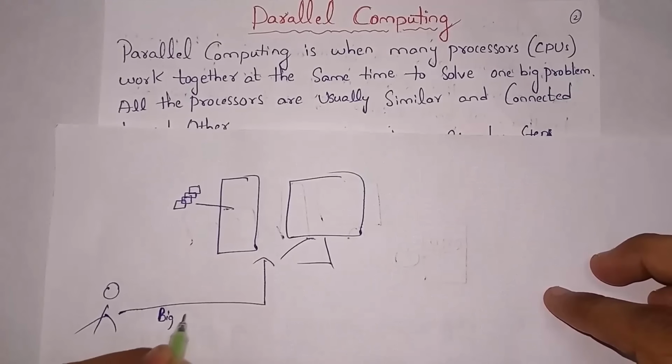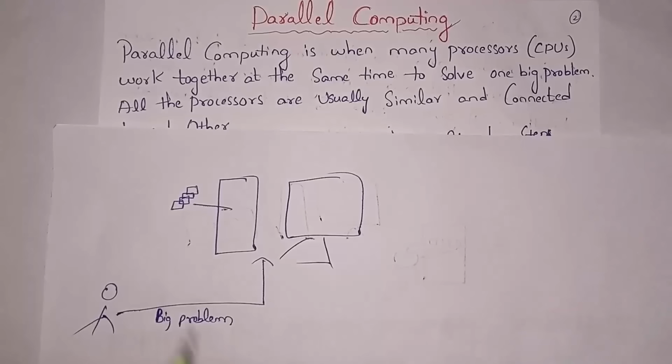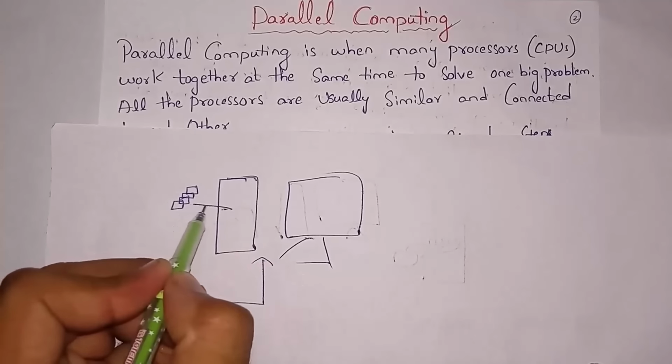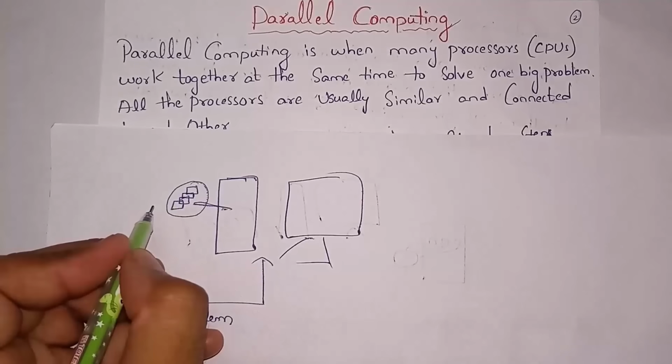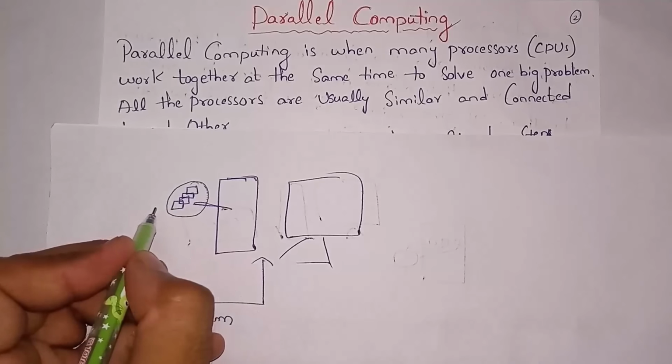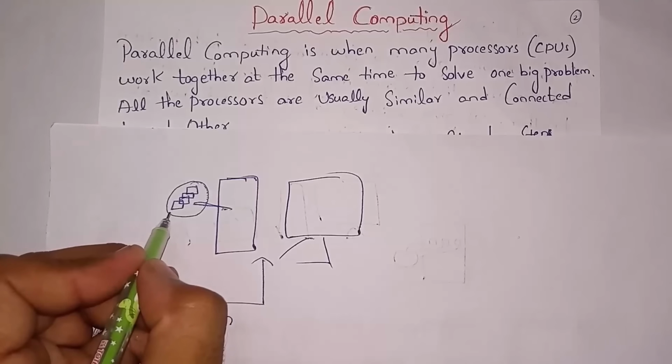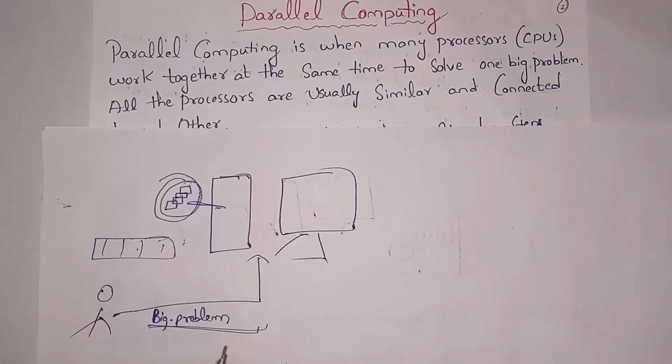I give a big problem to this computer. And this is parallel computing. That is nothing but inside this computer there are multiple processors and all these processors are of the same type. Guys, in parallel computing we will use multiple processors and all these processors are of the same type. So whenever I give a big problem, this big problem is shared among multiple processors.